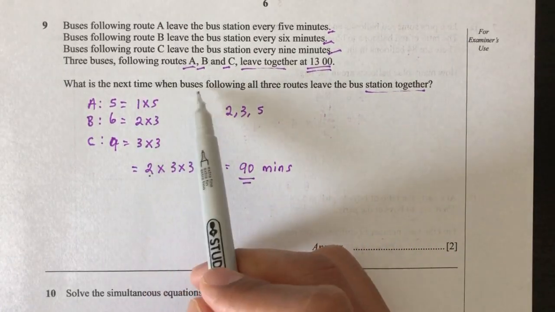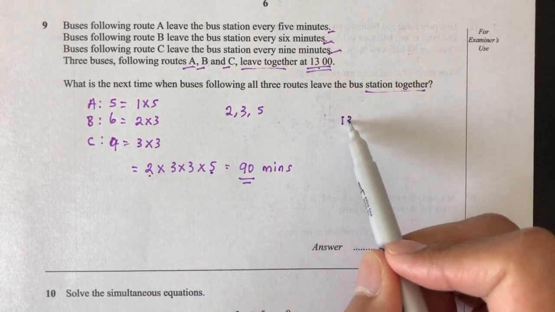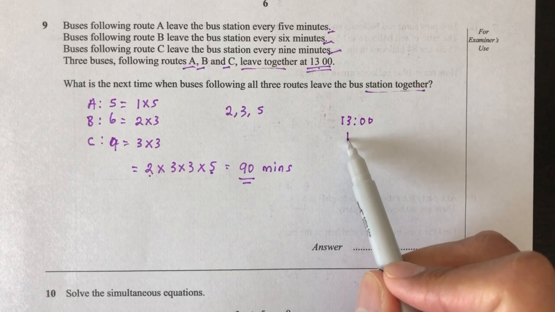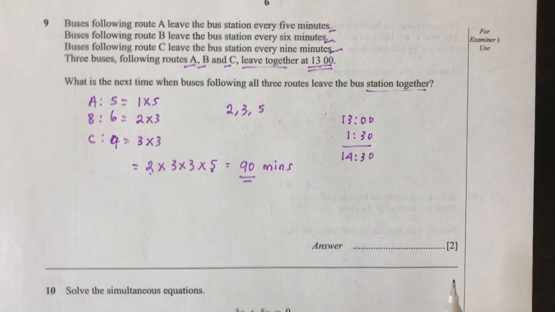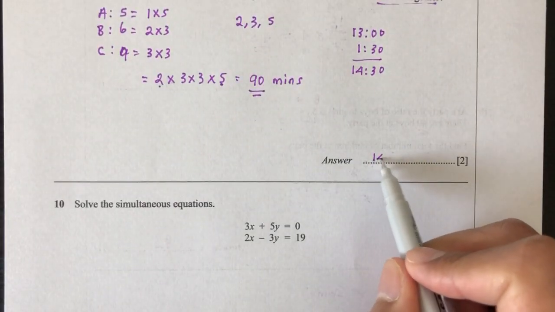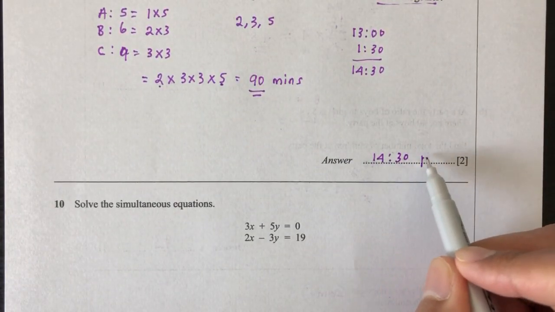So what is the next time? 1 p.m. plus 90 minutes, which is 1 hour and a half, will be 14:30. So the time will be 14:30 when they meet again.